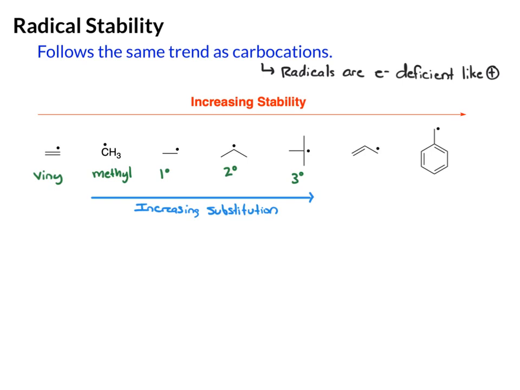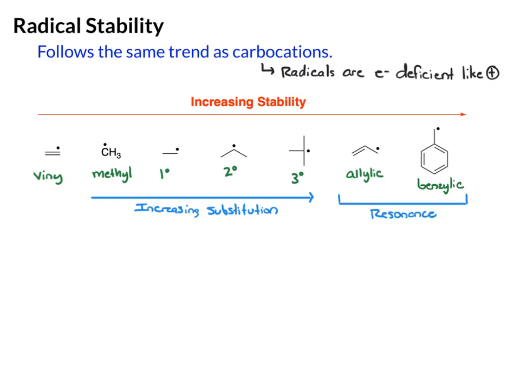Then moving on, we have a radical next to a double bond. This is called an allylic radical. And we have something very similar to an allylic radical where the radical is next to a double bond, but it's a double bond of an arene or of benzene. This is called a benzylic radical. And the reason that these two are at the top of the list as being the most stable is because of resonance.